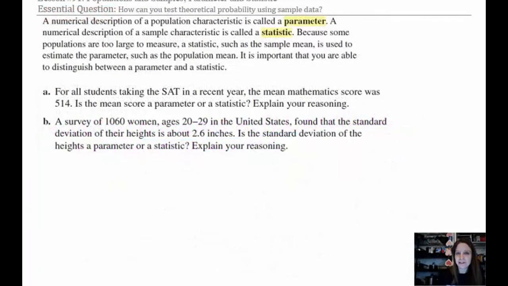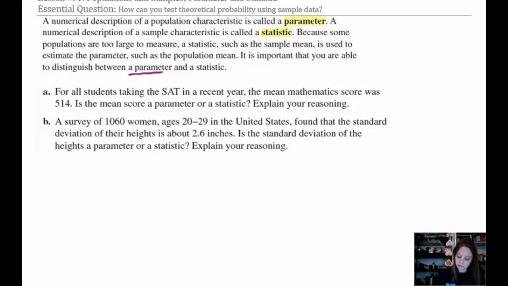Now on to parameters and statistics. A numerical description of a population characteristic is a parameter. A numerical description of a sample characteristic is called a statistic. Because some populations are too large to measure, a statistic such as a sample mean is used to estimate the parameters such as the population mean. It is important that you are able to distinguish between a parameter and a statistic.